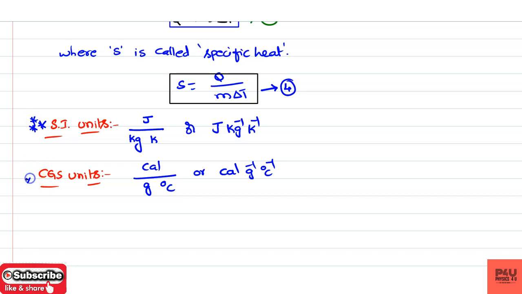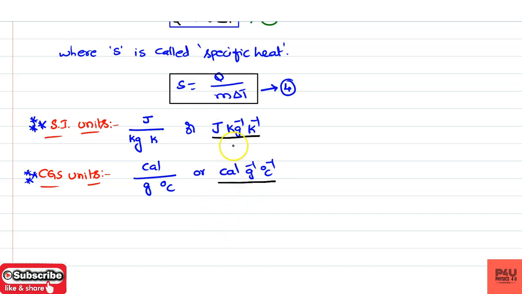In the examination, generally, definitely one mark questions, or maybe 4 marks questions, may be asked. They may split into 1 mark questions. In that also they may ask the SI unit or CGS unit of specific heat. Very, very important. So specific heat units are joule kg inverse Kelvin inverse and calorie gram inverse degree centigrade inverse.